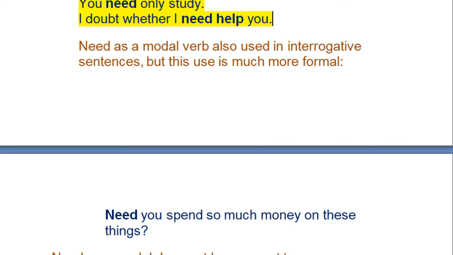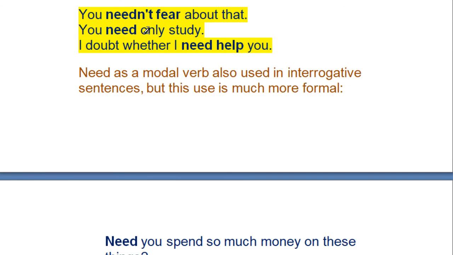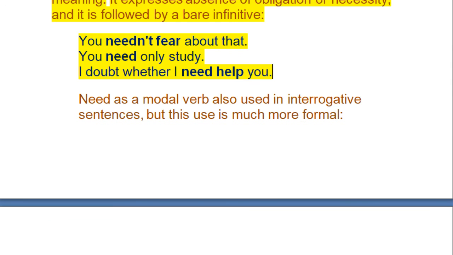But here you need not fear about that. You need only study. I doubt whether I need help you. So here need has been used as a modal verb. So as a modal verb, need is most typically used in negative sentences or in affirmative sentences with a negative meaning.